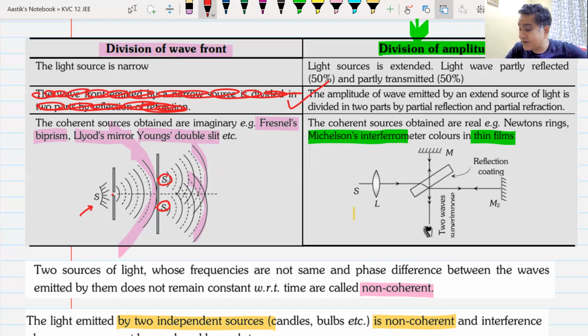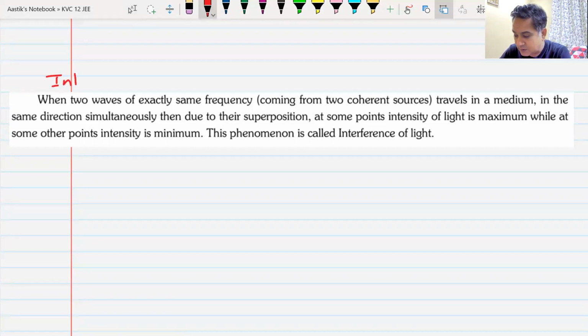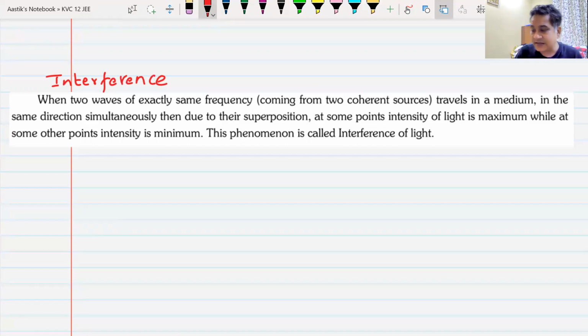Okay. Now let us come back to the concept of interference. This is a definition that we have already noted. What do you mean by interference of wave? By interference, we mean the superposition of two waves of same frequency, having a constant phase difference, traveling in almost the same direction. So what happens is, at some places you have maximum intensity, at some places you have minimum intensity. This phenomenon is known as interference. Do we understand interference?